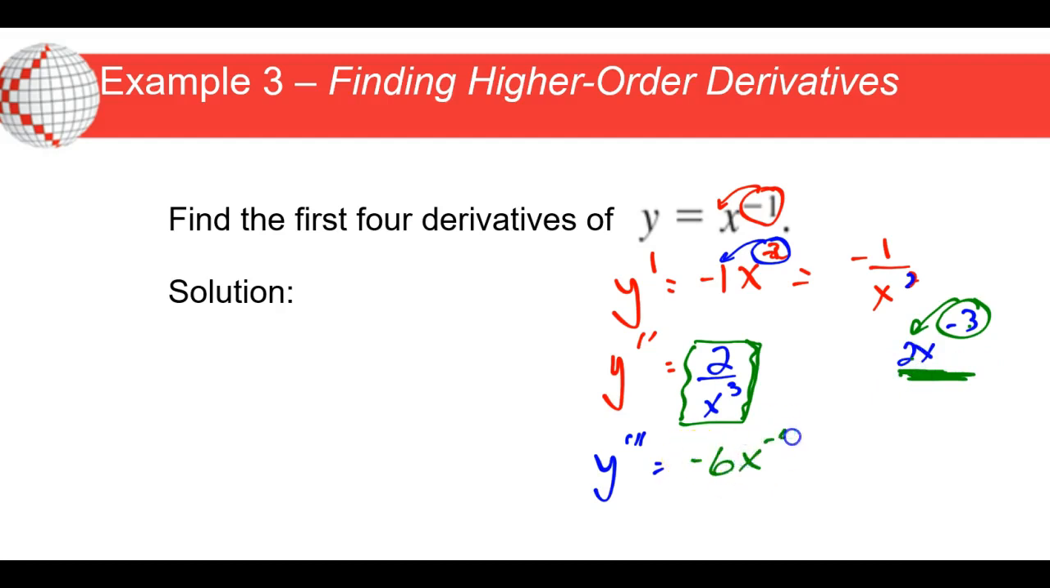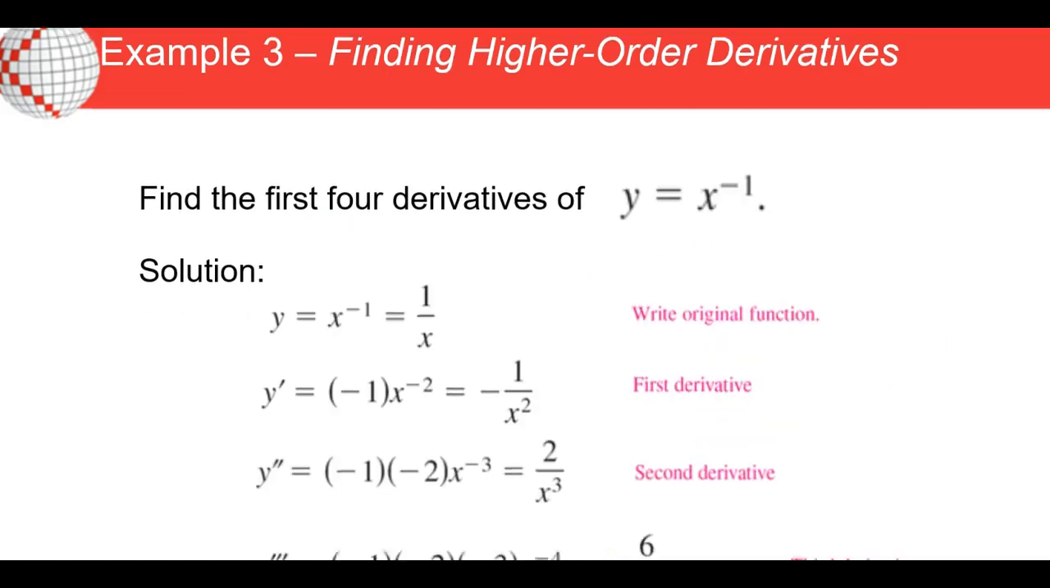So 6x to the negative 4, which you will write as 6 over x to the 4. And then the fourth derivative would be 24 over x to the fifth, because all I'm going to do is multiply that 4 times the 6, just like I did the 2 times the 3. So you kind of see some patterns there.